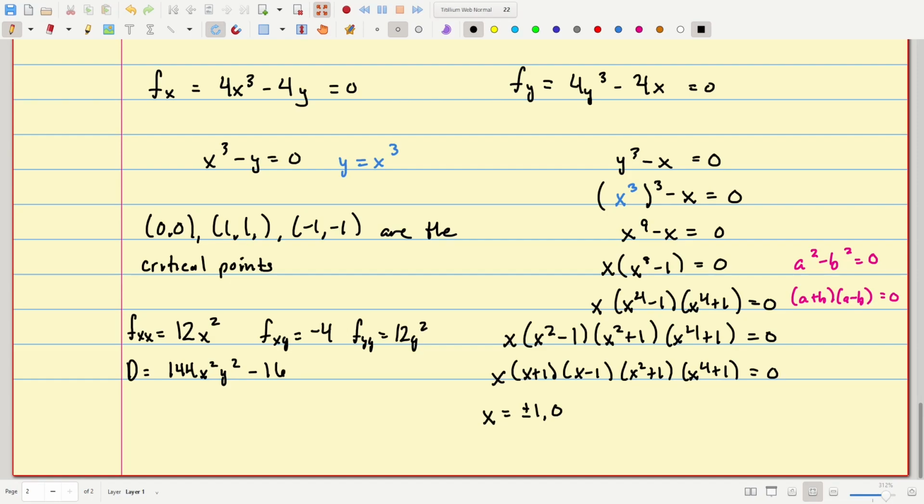So we get 12 squared, x squared, y squared, so 144 x squared y squared, minus negative 4 quantity squared. So we get negative 16 here. Okay. And then we plug in our three values. We plug in the point 0, 0. We get negative 16. We get a negative value, so it's not a local min or max.